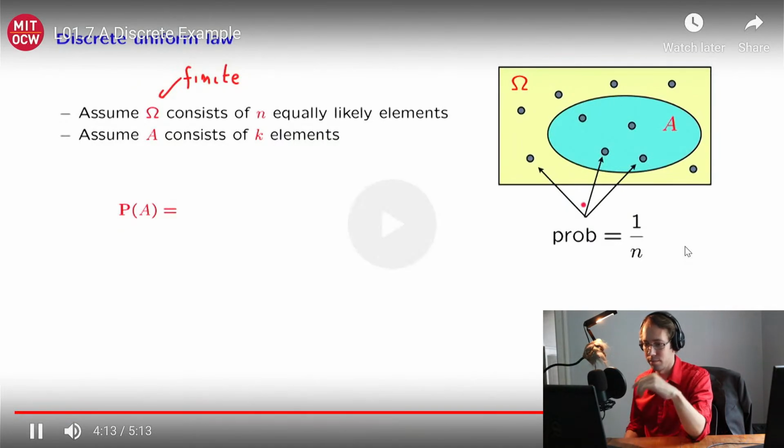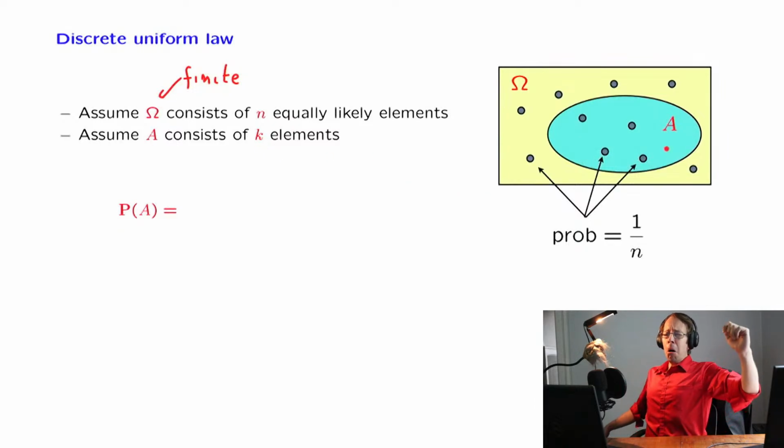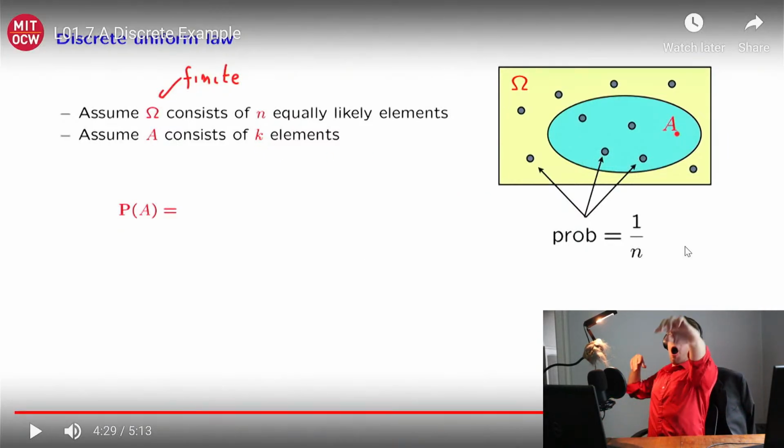Okay. Probabilities of the different outcomes would be equal to 1 as required by the normalization axiom. Consider now some subset of the sample space, an event A that has exactly k elements. What is the probability of the set?